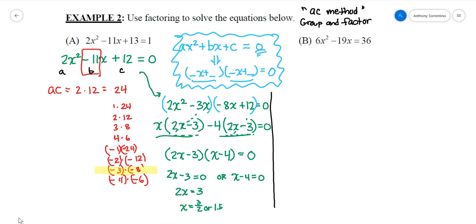That's one answer. Or adding 4 to both sides, x would equal 4. So my two solutions, and since it's a second degree equation, I do expect it to have two solutions. My two solutions are 1.5 or 4. And that's how you would use factoring. Now, I want you to try B on your own before I go over how to do it, and I want you to see if you can come up with the two answers for B.